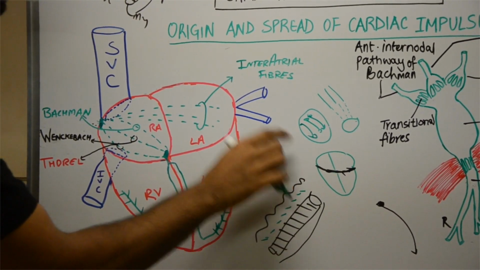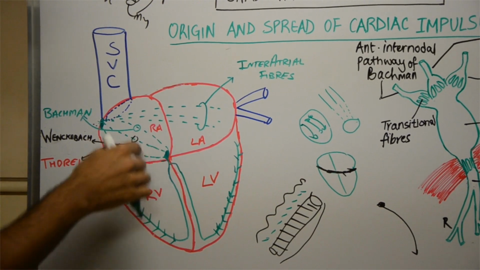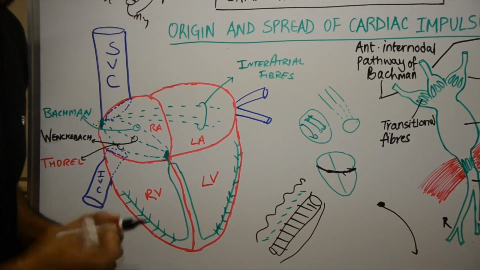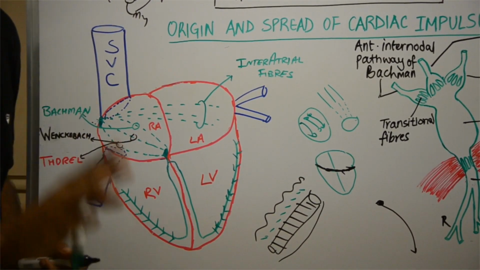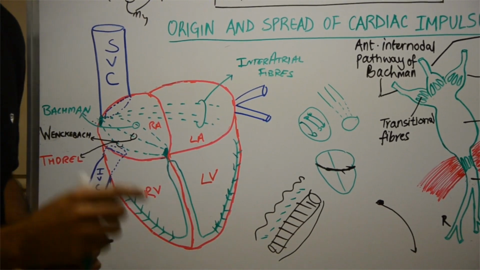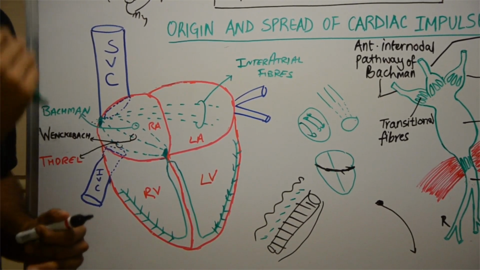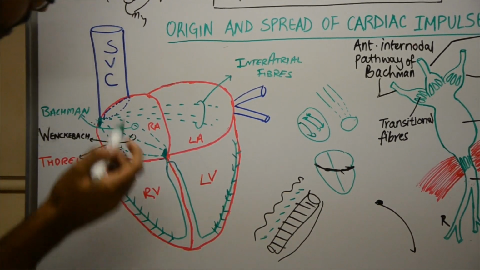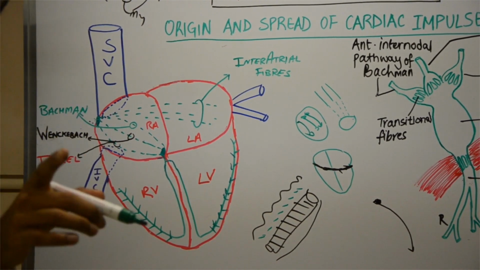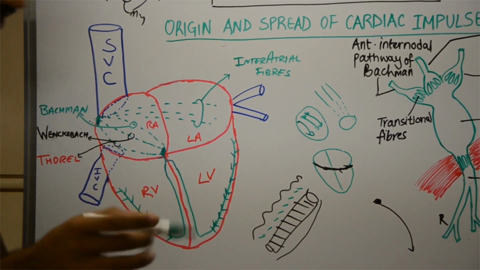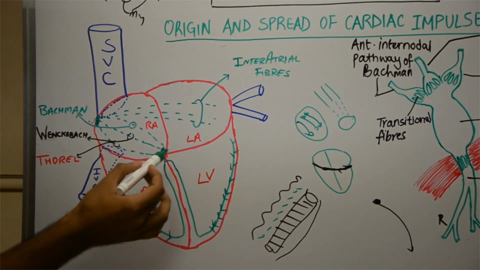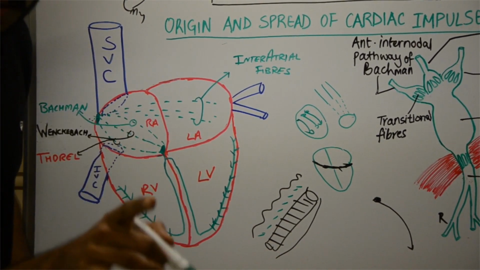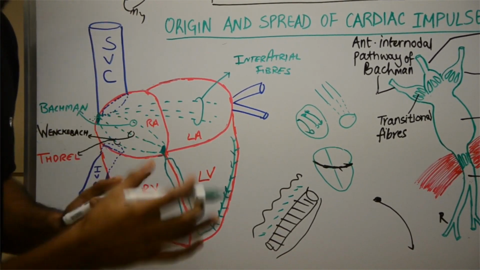Now, why does the SA node act as pacemaker? Does any other part of the conducting system have this ability to generate the rhythm, to generate the impulses? Yes. This ability is known as autorhythmicity. Auto means self and rhythmicity means capacity or ability to maintain or to generate a rhythm. Now keep in mind, the SA node is not the only tissue that has been blessed with this capacity. The AV node or the Purkinje system, any part of the conducting system is capable of generating a rhythm and maintaining it.